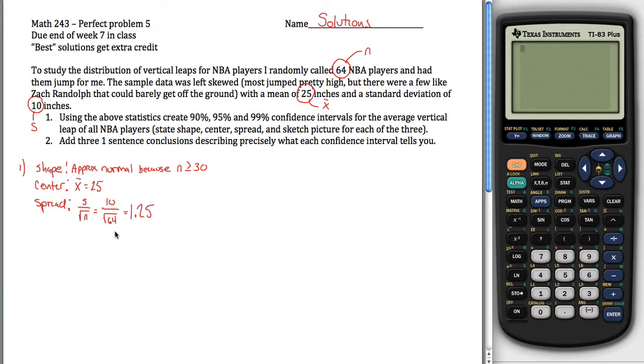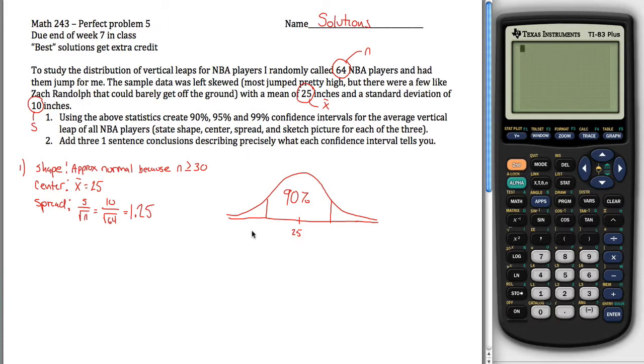Shape, center, spread. Then what we can do is draw our picture. Pretty good. And what we want is, first we'll do a 90% confidence interval. So we want some points here and here that makes this area in here 90%. The middle should be 25. Our answers will be this number and this number.